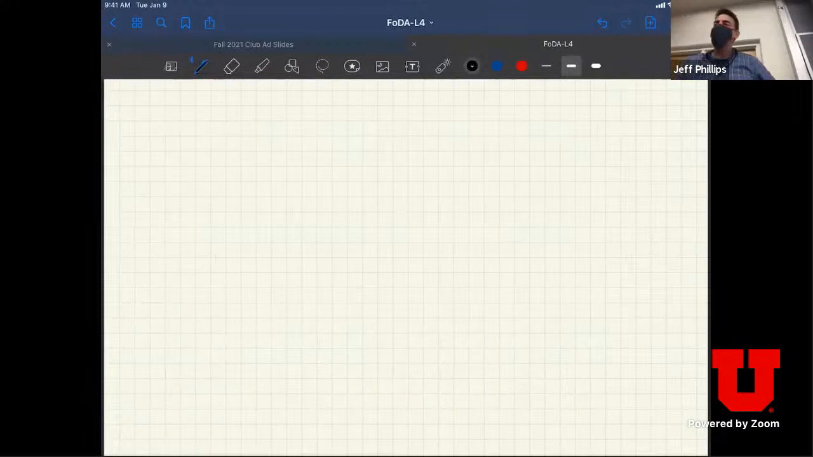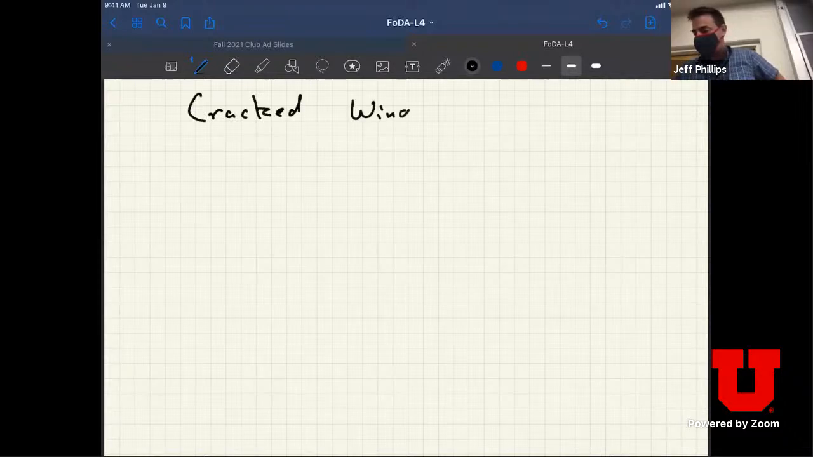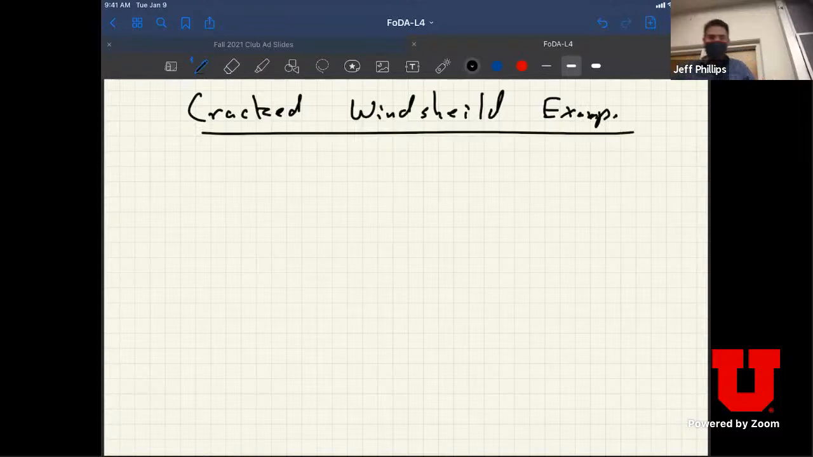Let's see why this is interesting, and I'm going to call this the cracked windshield example. When I was in graduate school, I had a car and the windshield kept cracking, and I was interested in why the windshield was always cracking in my car. It was a pretty upright windshield, and anytime a rock hit it, it would just crack.